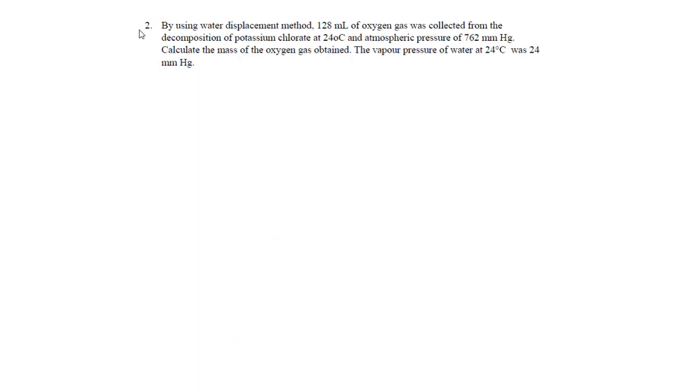Okay, now we will proceed with question number 3. So by using the water displacement method, 128 ml of oxygen gas was collected from the decomposition of potassium chlorate at 24 degrees Celsius, and the atmospheric pressure diberi 762 millimeter mercury. They asked us to calculate the mass of oxygen gas obtained.